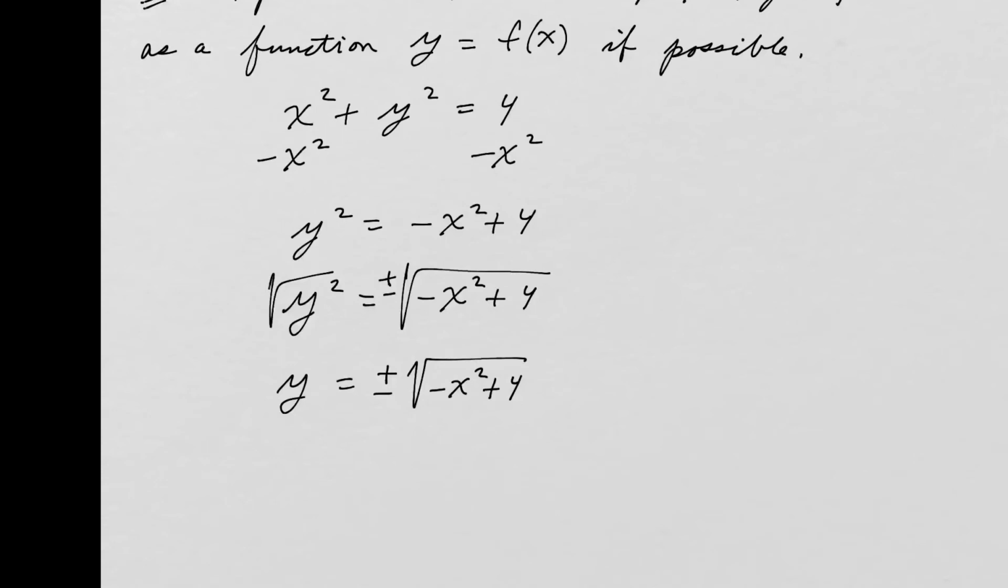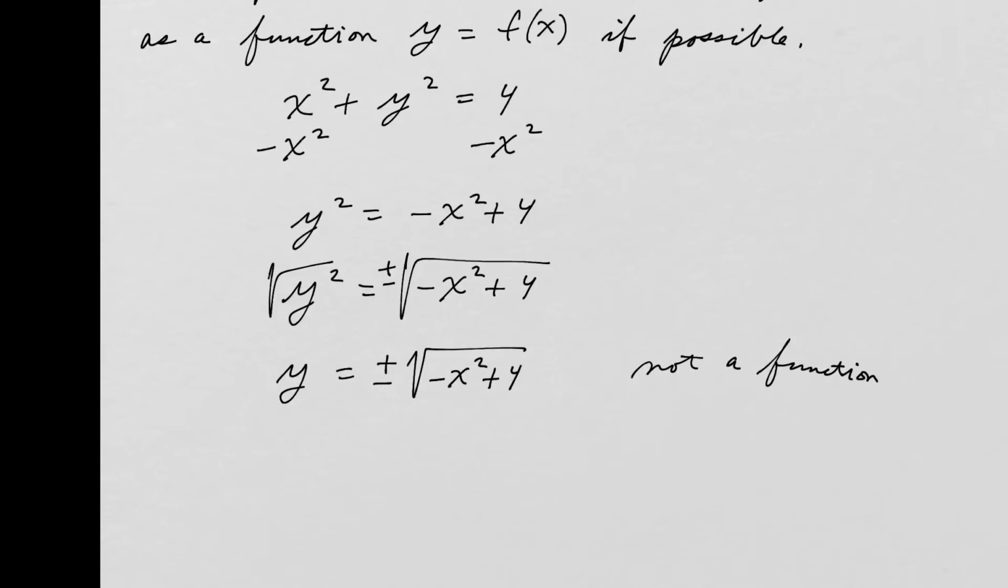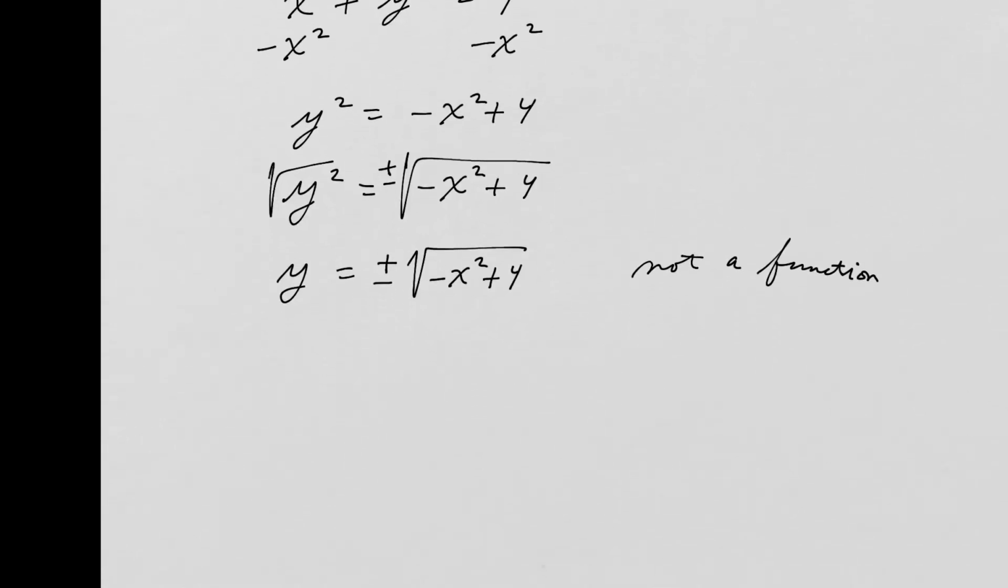So see how this is not a function? All right, not a function. Because if I put in some particular input, let's say x is 0, then I'm going to get two outputs for y, right? I'm going to get plus the square root of 4, like plus 2 and negative 2. So for each input, it gives me two outputs because I have plus or minus there. So that is not a function. It's a relationship. I can rearrange it, that's fine, but it's not a function.